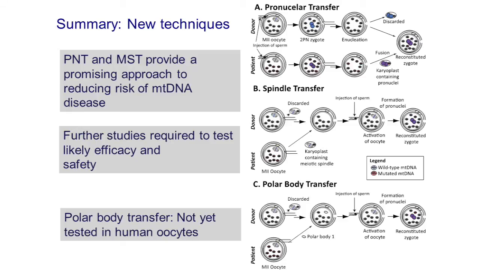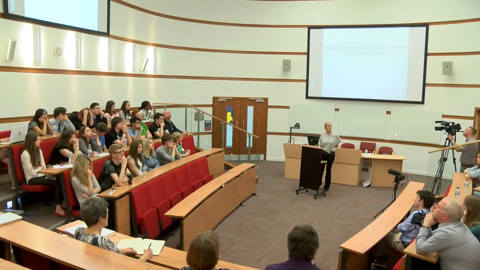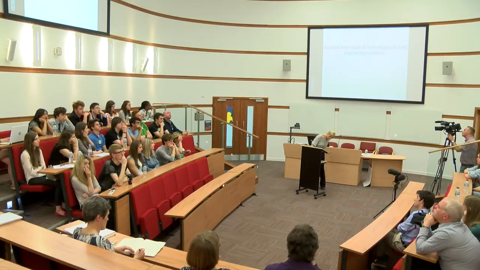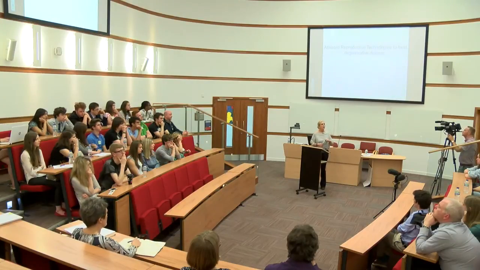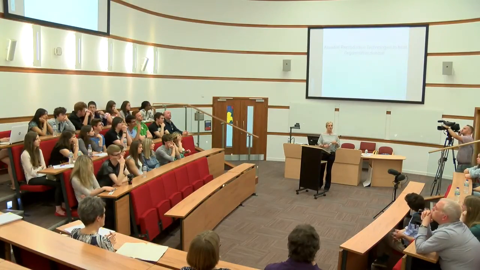So, to summarize where we're up to with these techniques for preventing transmission of mitochondrial DNA disease, we've got pronuclear transfer and spindle transfer, which provide a promising approach to reducing the risk of mitochondrial DNA disease. Further studies are required to test the likely efficacy and safety before we can go to treatment. And then we've got polar body transfer, which is interesting but has not yet been tested in human oocytes. So that was how we can use our technologies to prevent transmission of disease.